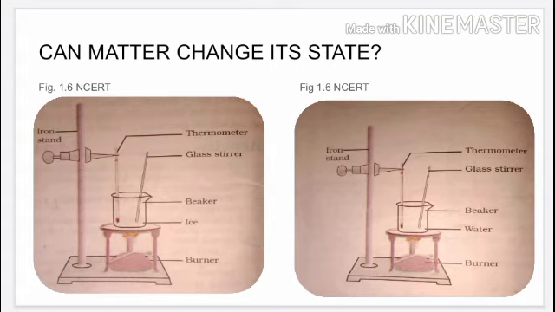These are the following images which show can matter change its state. These are the images which are taken from the NCERT. So go through the NCERT textbook of class 9th chapter 1st chemistry, that is Matter in Our Surroundings, and practice this experiment in the school lab in front of your teacher, because these experiments are dangerous to your health.